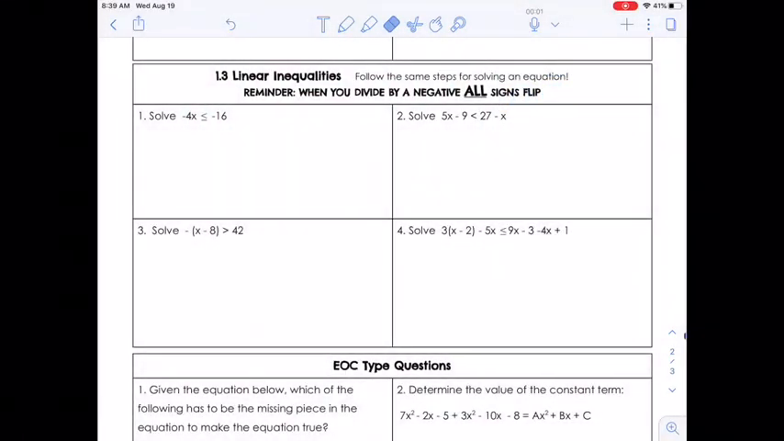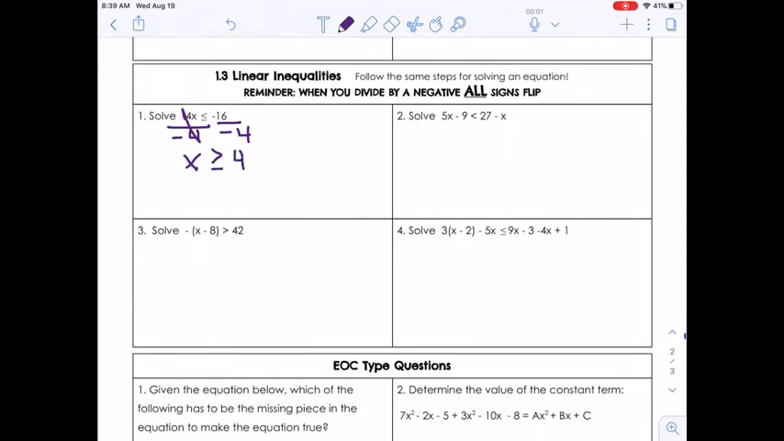All right, section 1.3, we're solving inequalities. Remember, it's just the same as equations. We are just going to try to pay attention at the last step. If we are multiplying or dividing by a negative, we are going to flip that inequality over. So number 1, we're going to divide both sides by negative 4. I did divide by a negative, so I'm going to flip my inequality.